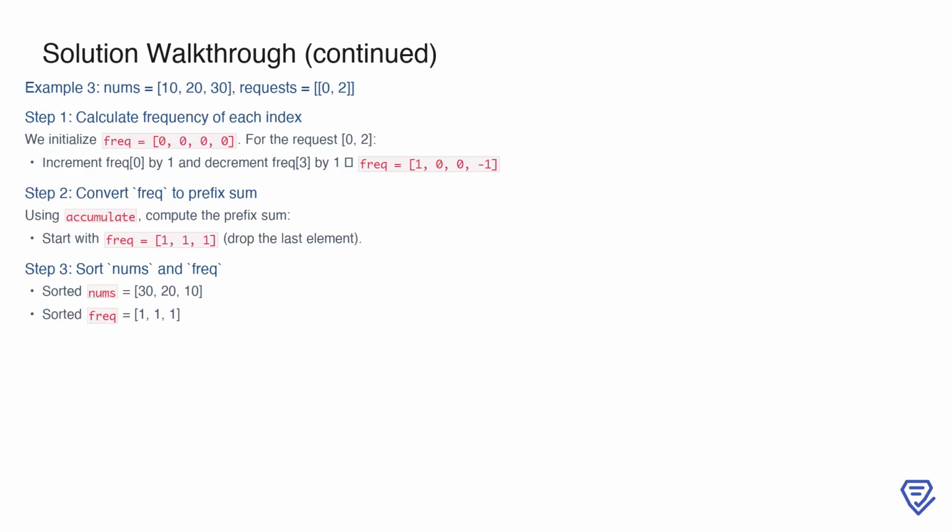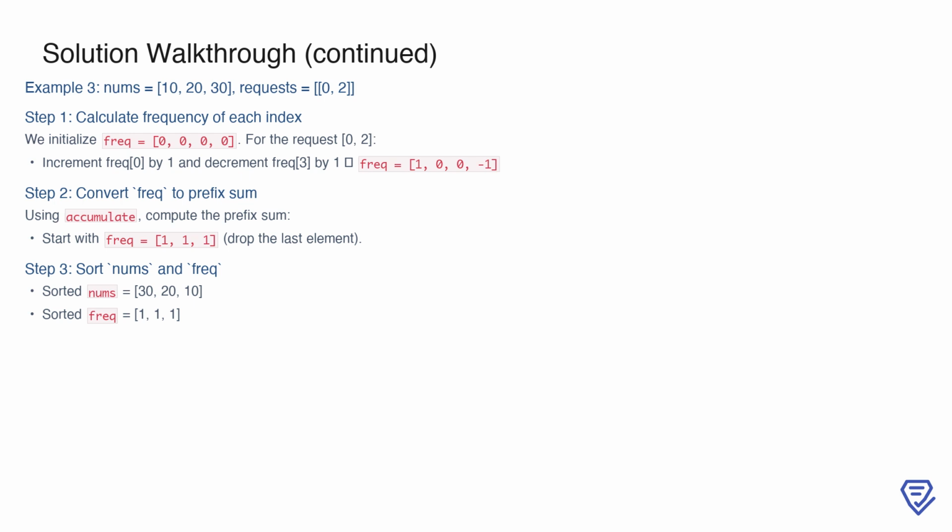For this third example, we have nums equals 10, 20, 30, and a single request, 0, 2. The first step is to calculate the frequency of each index. We initialize frequency equals 0, 0, 0, 0. For the request 0, 2, we increment frequency 0 by 1 and decrement frequency 3 by 1. This updates frequency to 1, 0, 0, minus 1.